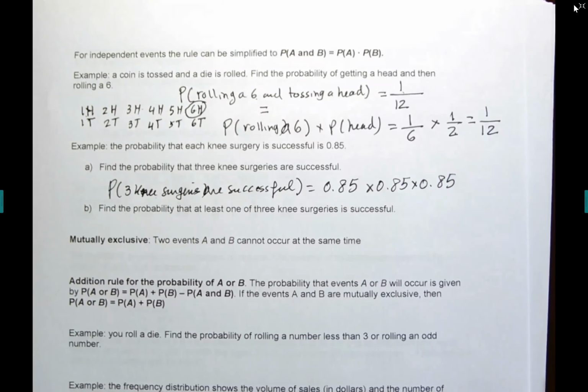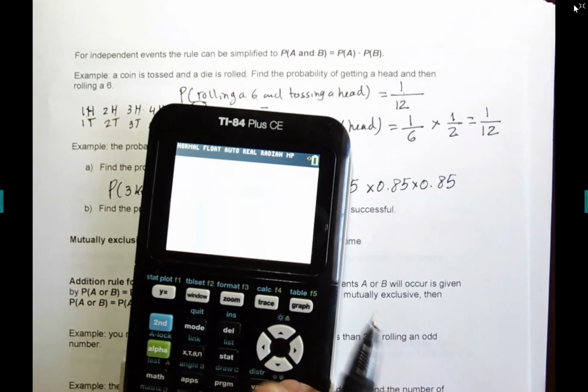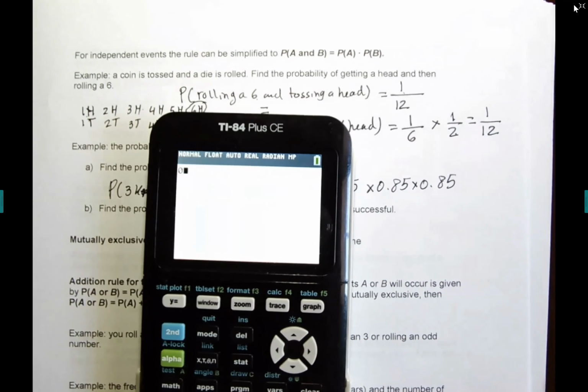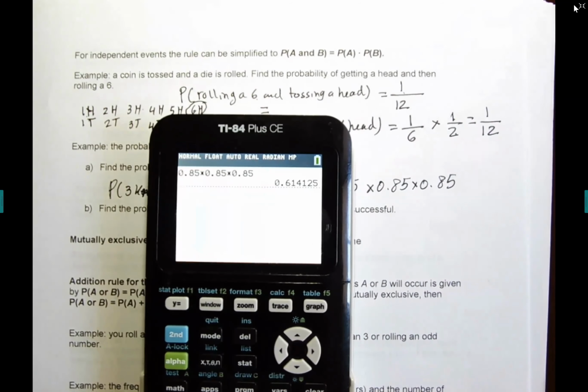Let me just do the math. I know it's tempting to do 0.85 times 3, but that will take you over 1. That's impossible. So I got 0.614, guys, as you can see.